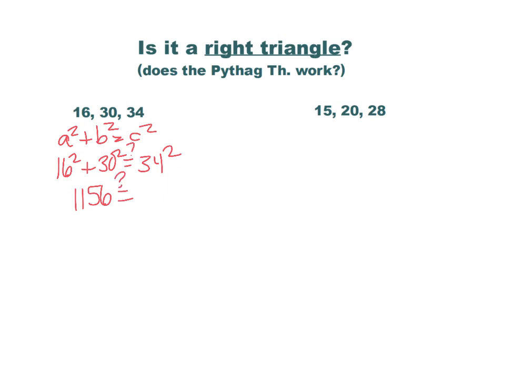Really, I should have a question mark on these. Is that the same as 34 squared? 34 squared, it is 1156. Okay, since they do equal each other, I'm going to say yes. That would end up being a Pythagorean triple, and it would create a right triangle. Okay, you try this one here. See if that would work.